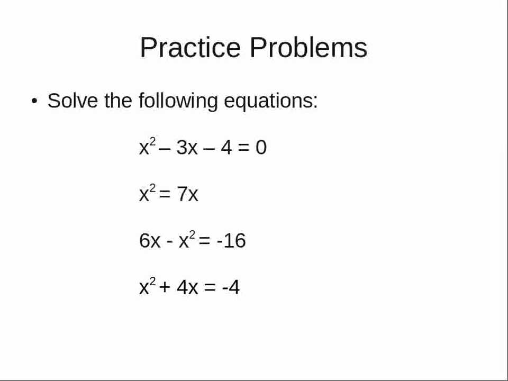Now, would you please solve the following equations? I have here x squared minus 3x minus 4 equals 0. Then I have x squared equals 7x. Then 6x minus x squared equals negative 16. And finally, x squared plus 4x equals minus 4. All right, pause the video and try those now.